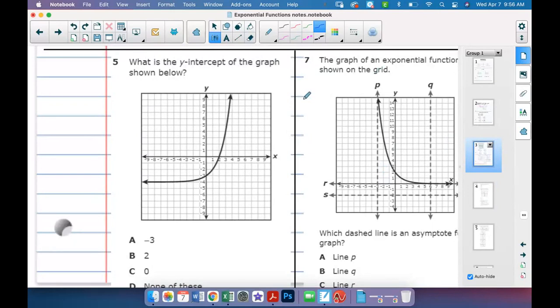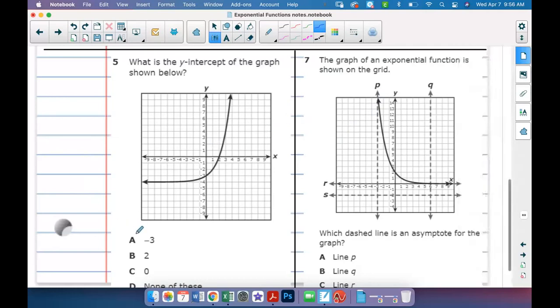So number 5 says, what is the y-intercept of the graph shown below? Well, where does it cross the y-axis? Ooh, easy, right? Which one is it? Yes, very good, guys. Yep, it is letter A. It crosses it at -3.